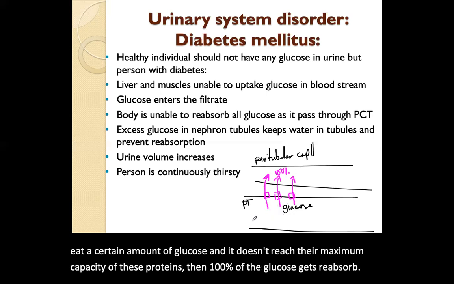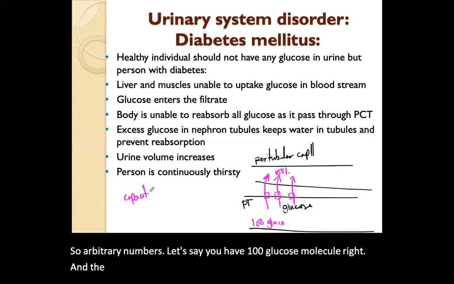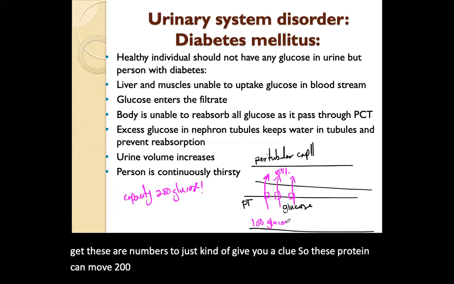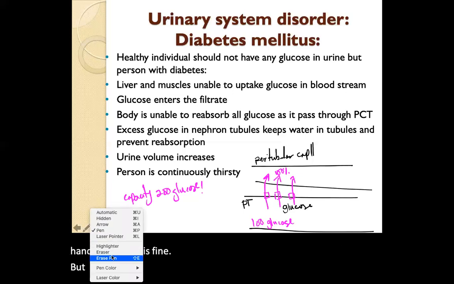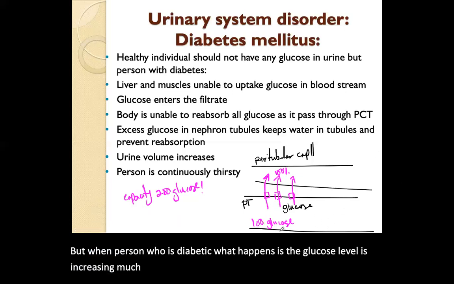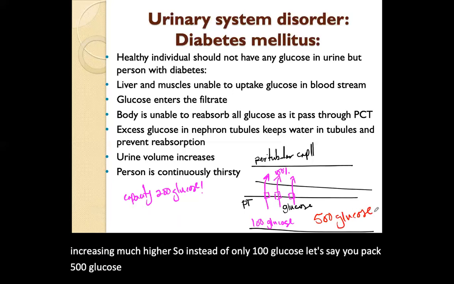Arbitrary numbers. Let's say you have 100 glucose molecules, right? And the capacity for these proteins is, let's say, 200 glucose molecules. Again, these are numbers to just kind of give you a clue. So these proteins can move 200, but you only have 100 glucose. So they say, oh, I can handle this. This is fine. But in a person who is diabetic, the glucose level is increasing much higher. So instead of only 100 glucose, let's say you pack 500 glucose molecules into the system.